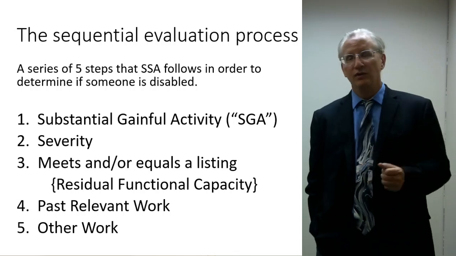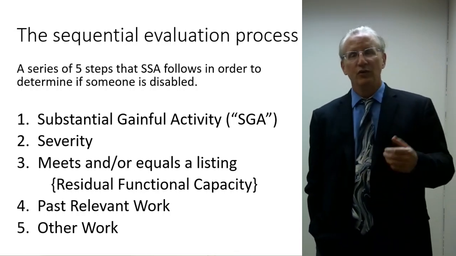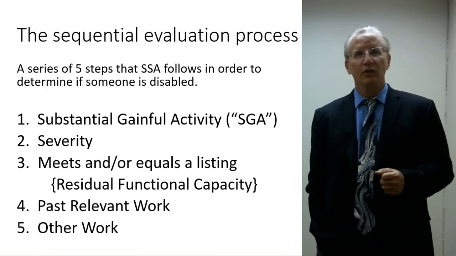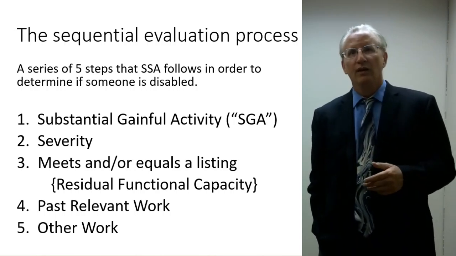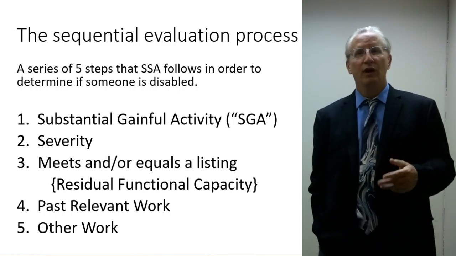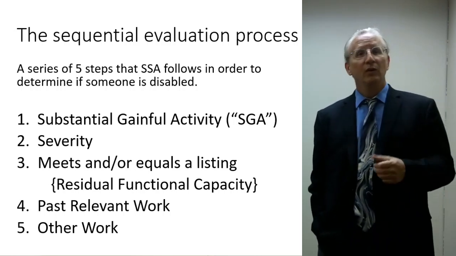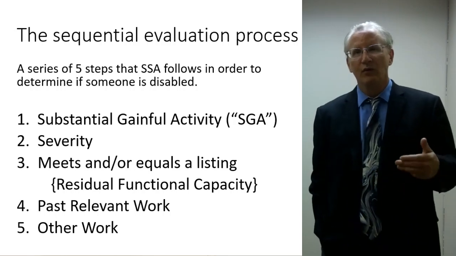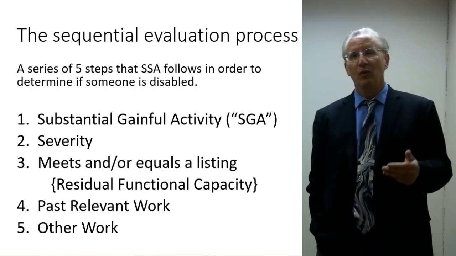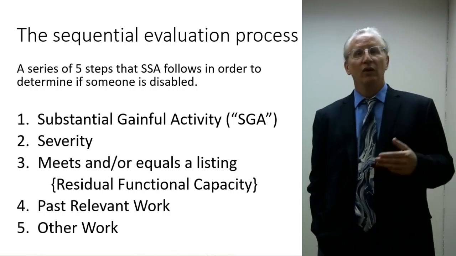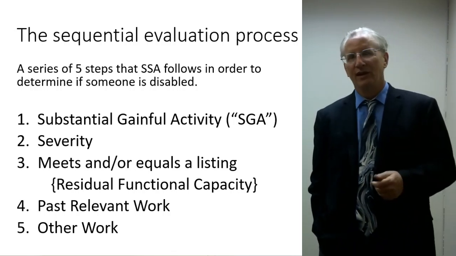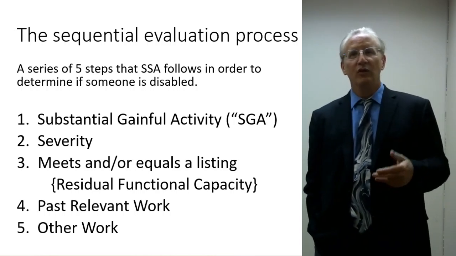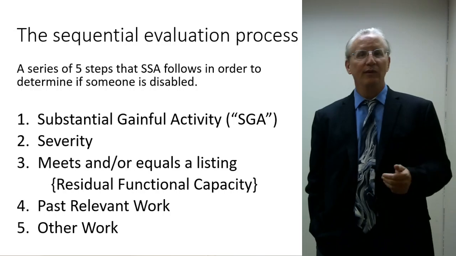Now, assuming an individual doesn't meet or equal the listing, Social Security will then proceed to step 4, which is whether or not that individual can return to past relevant work. Now, past relevant work is any work that was done at a substantial gainful activity level within the last 15 years. But before you can actually complete the step 4 analysis, Social Security has to determine what the person's physical or mental residual functional capacity is. Now again, that's kind of a fancy phrase. Residual functional capacity is what someone can do despite their impairment.